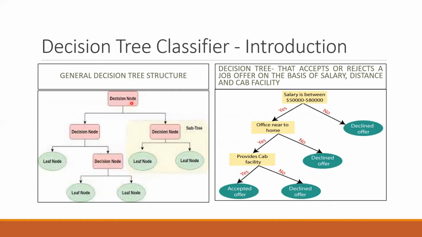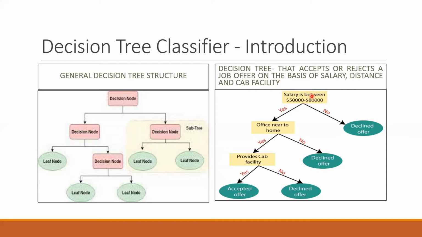You can see here all the internal nodes, the decision nodes, are in a rectangle, but theoretically it should be a square. Decision nodes are the internal nodes, and leaf nodes are in oval shape. Let's say on the right hand side is an example. If the salary is between 50,000 and $80,000, and you have to make a decision about accepting or rejecting the job offer.